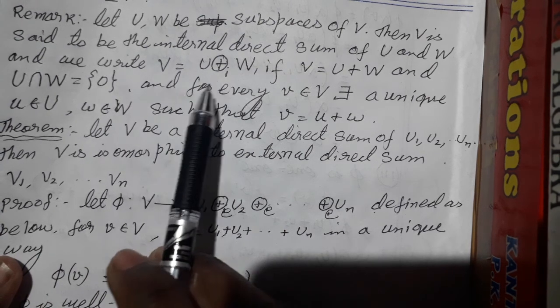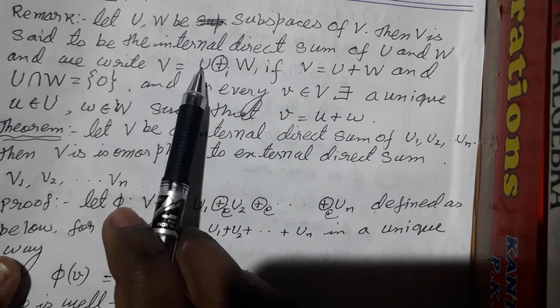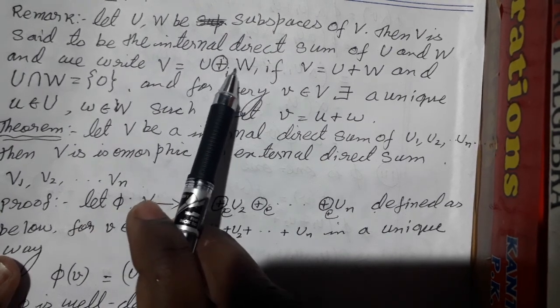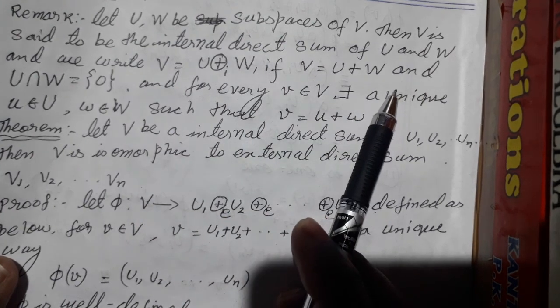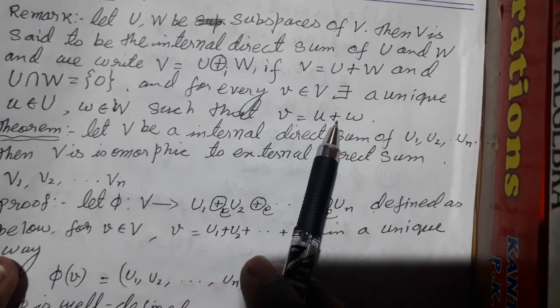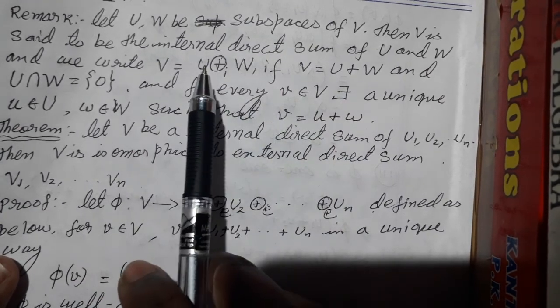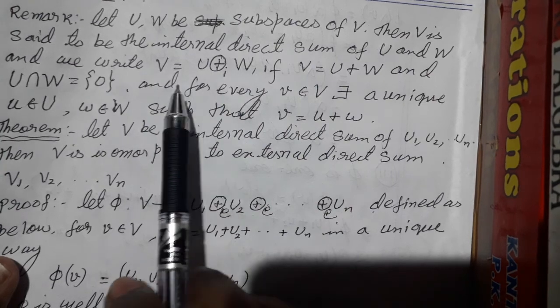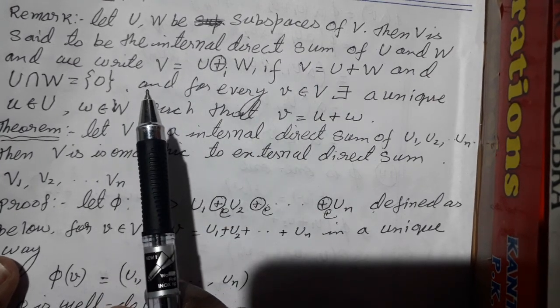And if I take any element v here, there exists a unique element u belonging to U and w belonging to W, such that v can be written as u plus w. This is also called the internal direct sum of two subspaces. So in this way we can define the internal direct sum.